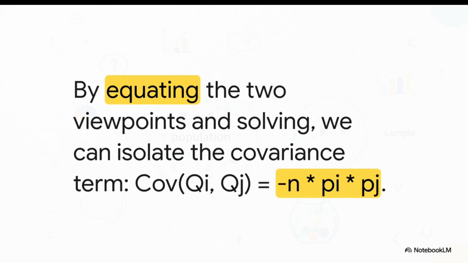And this is where it all comes together. We have two different ways to write the exact same thing, the variance of Qi plus Qj. So what can we do? We can set them equal to each other. We already have formulas for the individual variances of Qi and Qj, so we just do a little bit of algebra, expand the terms, cancel things out, and we're left with a beautifully simple result for our covariance, negative n times pi times pj.